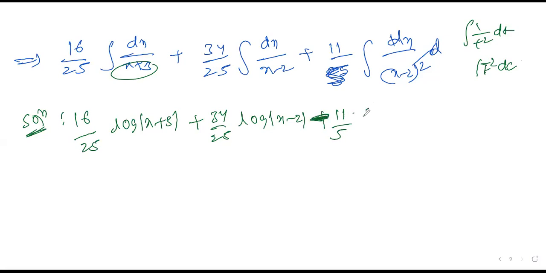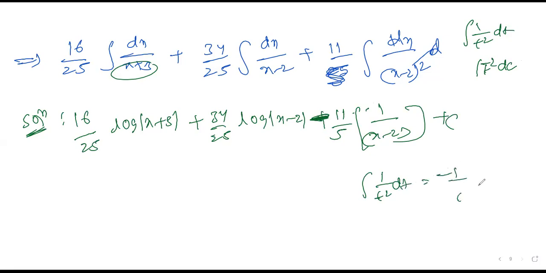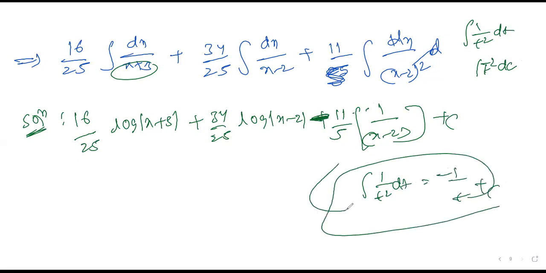So minus 1 by x minus 2. Clear? Plus c, because the integration of 1 by t square dt is equal to minus 1 by t plus c. That is what I got as the answer. I substituted here. There is no logarithm, it directly comes out. Clear? Anything else? So this is the answer for this. Sorry for the interruption. Here t means you can write x minus 2. It's clear. This answer is finished.